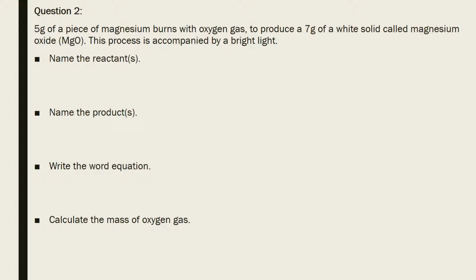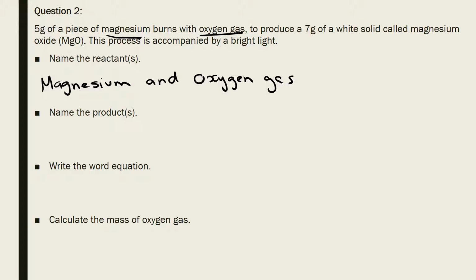Question 2 says 5 grams of magnesium burns with oxygen to produce 7 grams of a white solid called magnesium oxide. This process is accompanied by a bright light. Name the reactants. So we've got magnesium burns with oxygen gas. So this is magnesium and oxygen gas. Name the products. It gives us a white solid called magnesium oxide. So that is magnesium oxide.